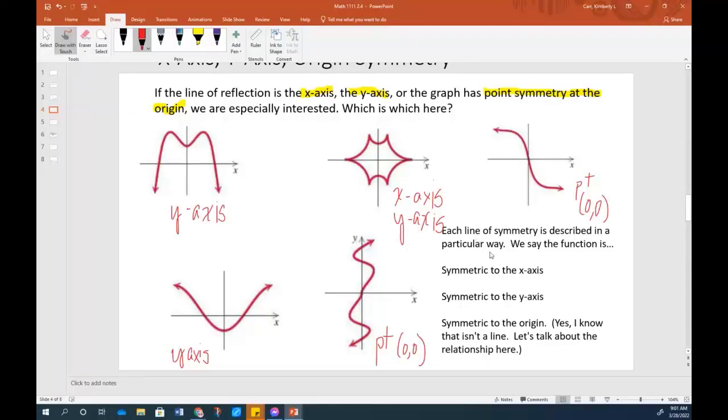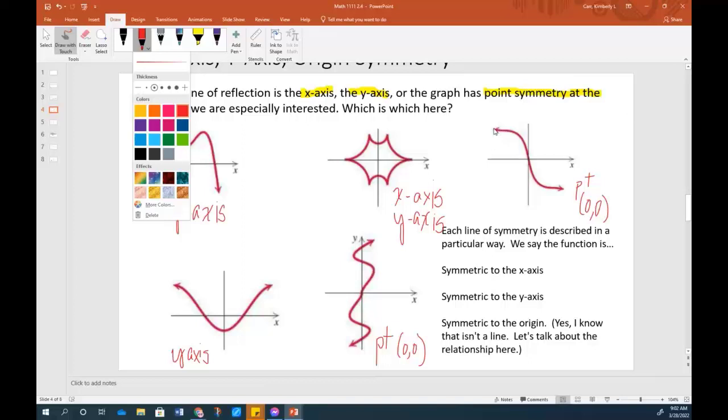Okay, now each point of symmetry is described in a particular way. Then we're going to say it's symmetric with respect to the x-axis, or it's symmetric with respect to the y-axis, or it's symmetric with respect to the origin. And that origin, I know, is not a line, but let's talk about that relationship here. I want to talk about how it does relate to a fold.